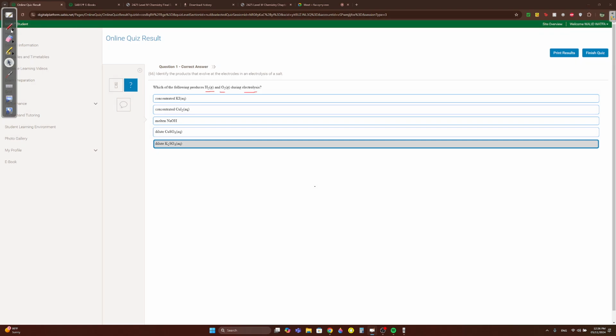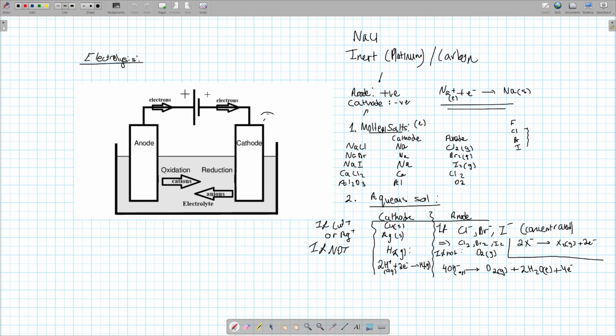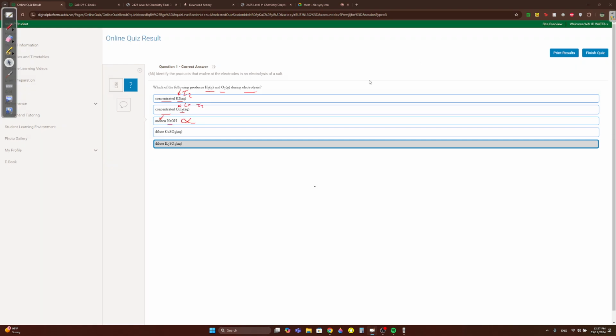Here, concentrated KI. No, because it's going to get me I2, right? Concentrated I2, again, that's going to get me I2. And also the Cu will get me Cu, right? It can't be Cu or Ag, and it can't be Cl, Br, or I. Molten NaOH, no, right? I'm talking about aqueous solutions. Remember, to get O2 and H2, you need aqueous solutions. Molten salts, you're always going to directly get the product.